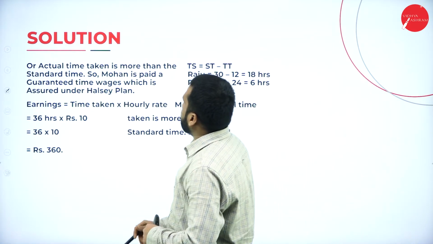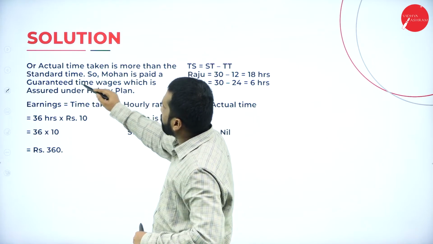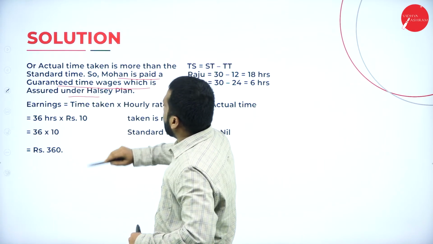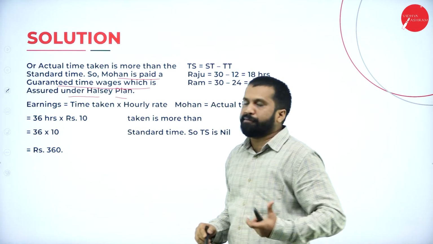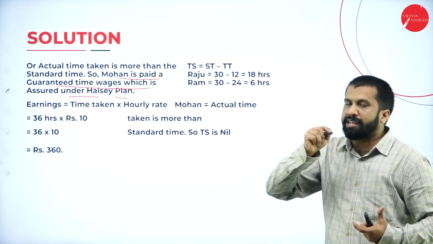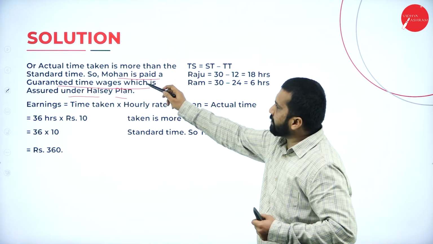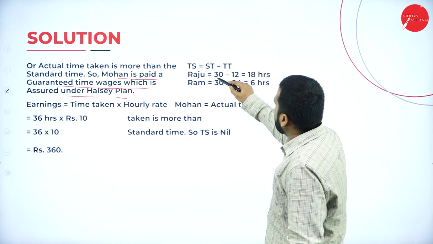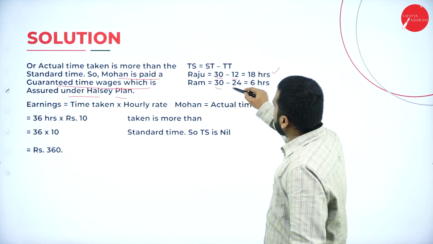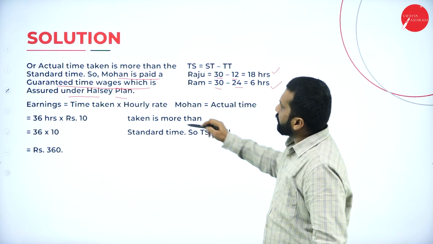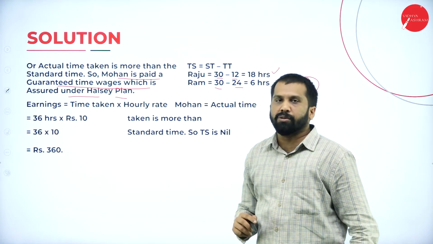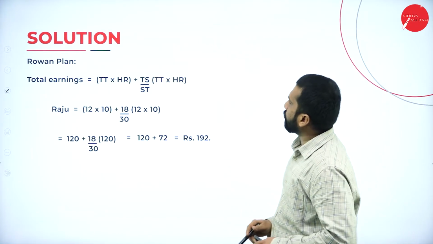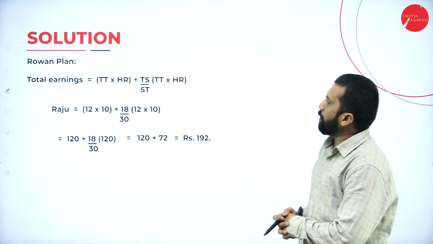Similarly, the actual time taken is more than the standard time, so Mohan is paid guaranteed time wages, which is assured under this scheme. And see, there is a clarification why we have taken 0 as time saved: because he has taken more than the time given. Now, see, 30 minus 12 for the first person, 30 minus 24 for the second person, and the third person will be 0. Hope you are clear. These are the working notes. Now, similarly, we'll go for the Rowan plan.